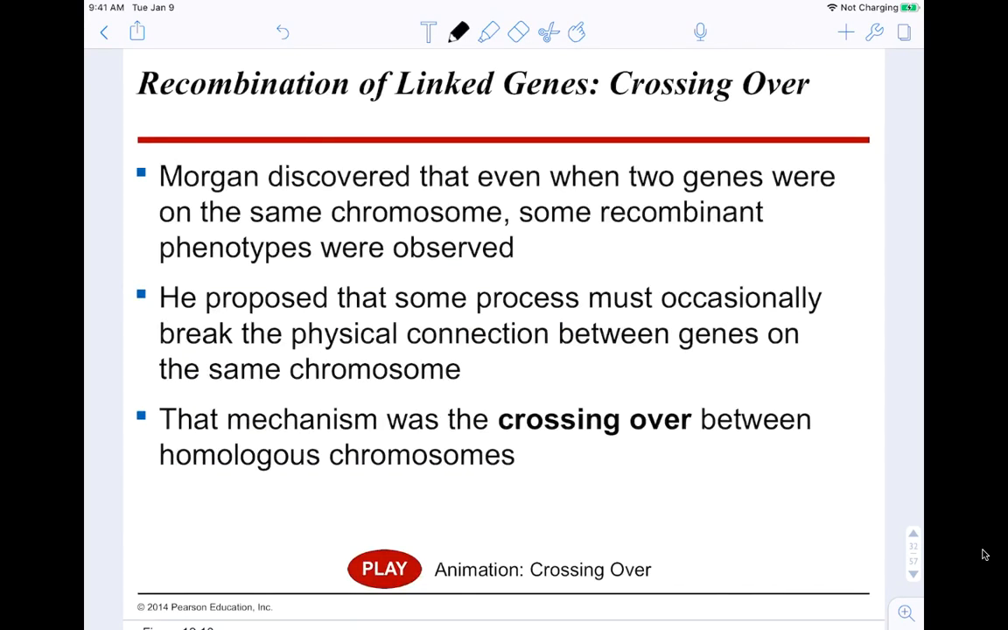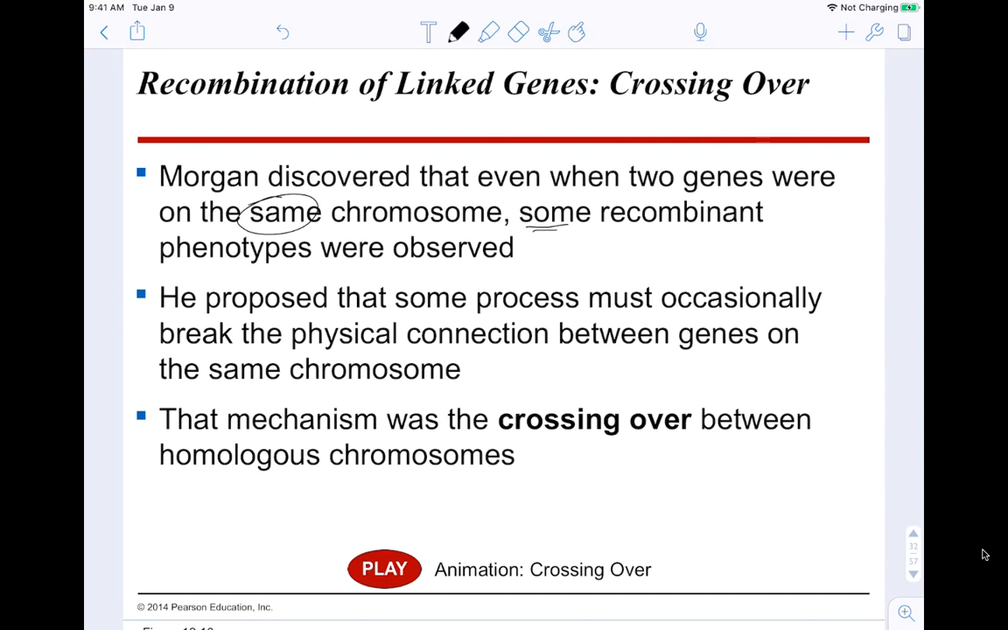So recombination of linked genes and crossing over. We've talked about crossing over and we talked about meiosis, specifically prophase 1. Morgan discovered that even when two genes were on the same chromosome, some recombinant phenotypes were still observed. So this is now on the same chromosome. Before, we talked about different chromosomes, where there's about a 50% frequency of recombination. Now we're talking about the same chromosome. There's still some. Notice it didn't say 50% here. It says some recombinant phenotypes are observed.